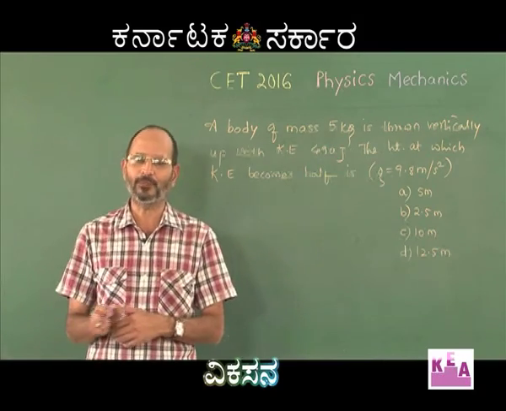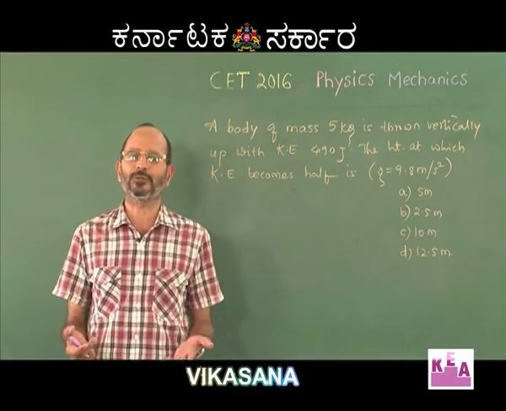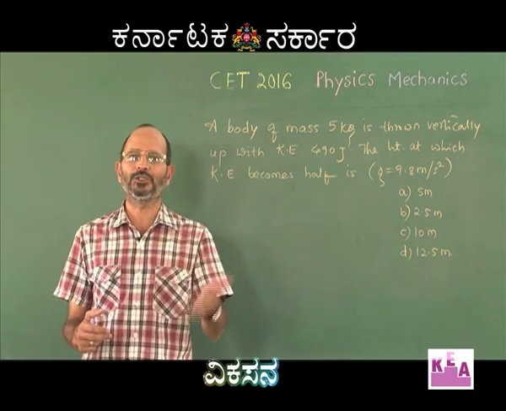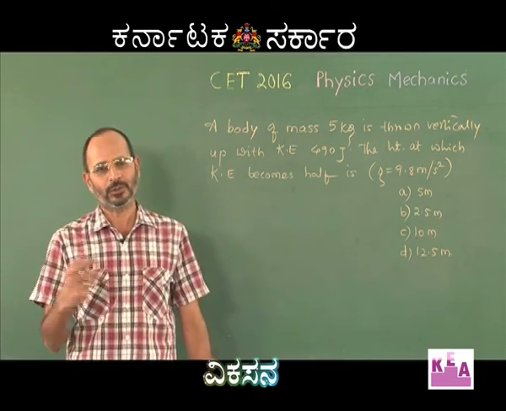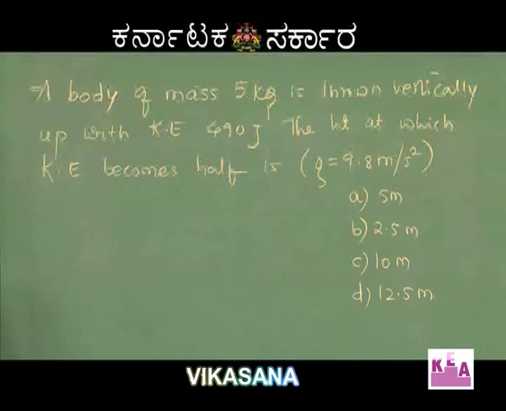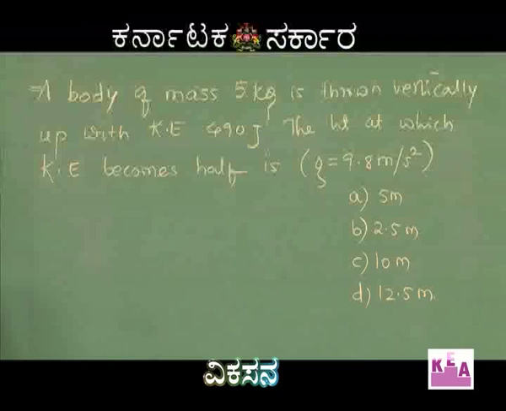But why did I tell you that, only in case of a conservative force, there is no loss of energy and we speak about potential energy involved. Fine. So, let us read this problem. A body of mass 5 kg is thrown vertically up with a kinetic energy of 490 joules. The height at which the kinetic energy becomes half is to be found. He has given the value of g.